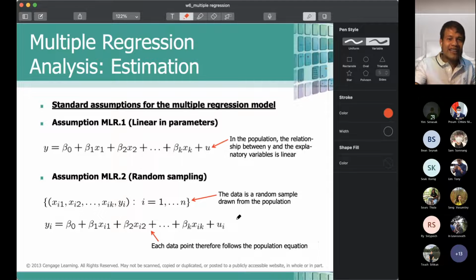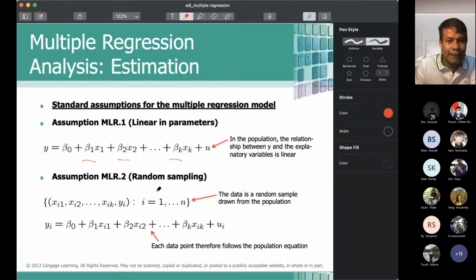All right, let's get to the assumptions that David asked about earlier. In multiple linear regression, the assumptions slightly change. Assumption number 1, very similar: linear in parameters. We need to make sure that our parameters are linear. X is allowed to be linear or non-linear, but as long as your parameters are linear, you can use OLS.